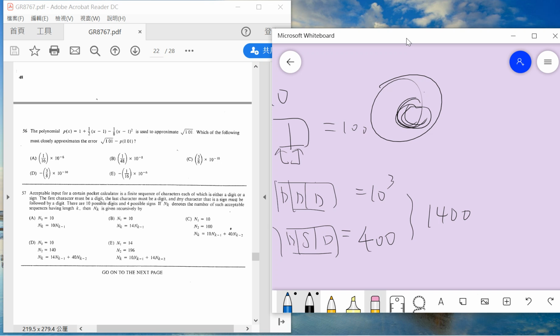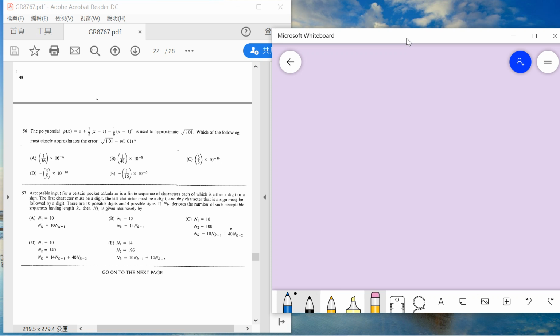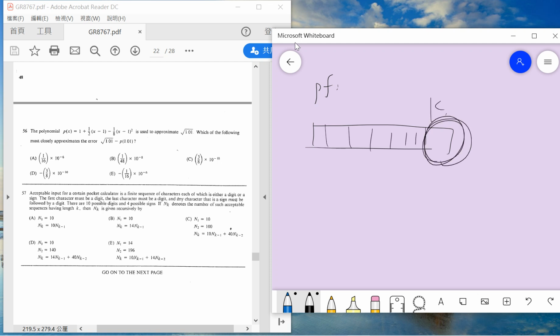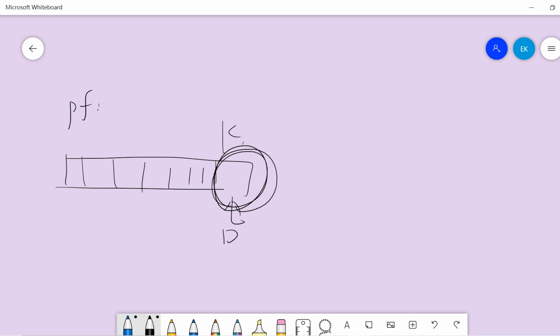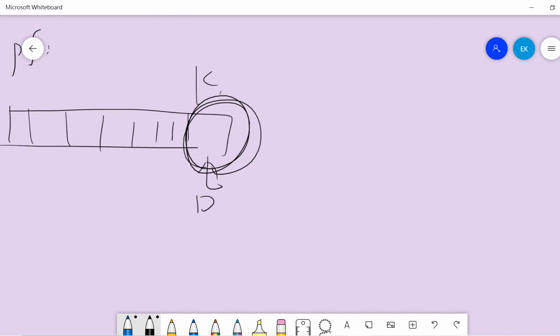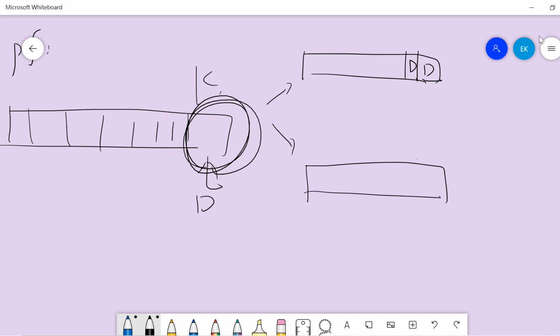But can we prove this? So, proof. Basically, if you have k characters, then the last one must be a digit. So there are 2 possibilities. One possibility is that the second-to-last one is also a digit, and the other is that the second-to-last one is a sign.